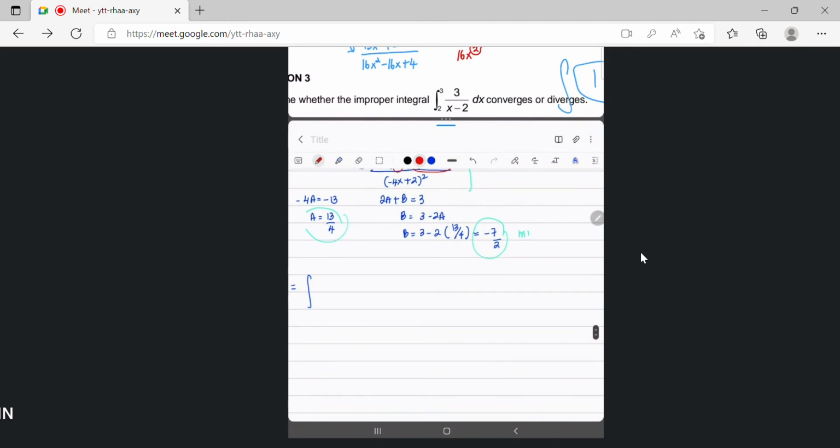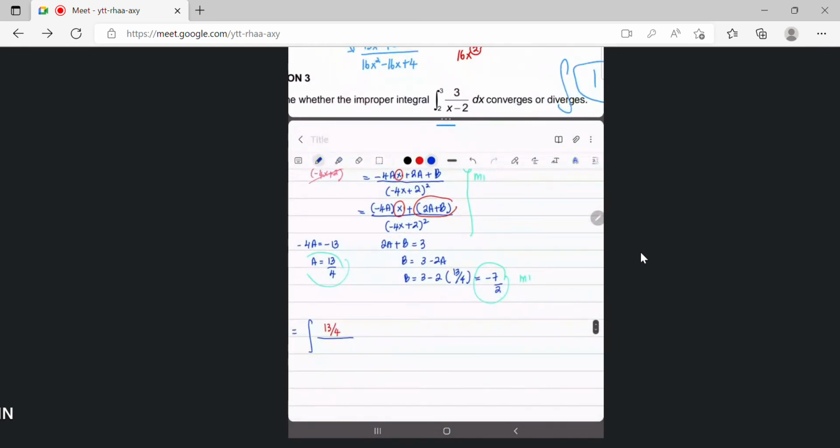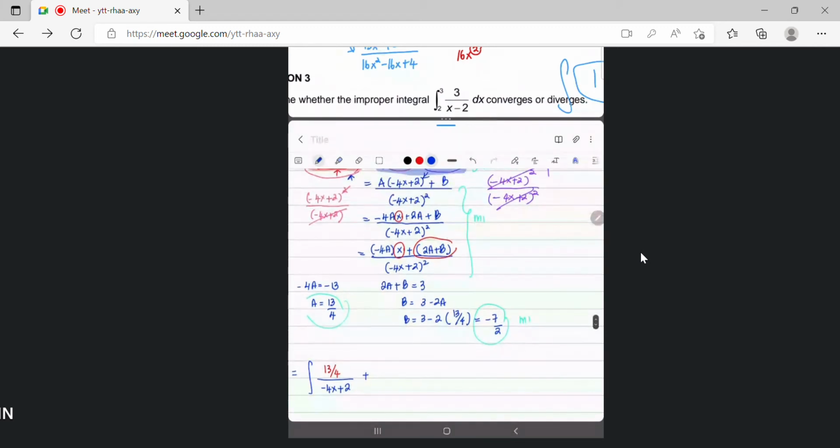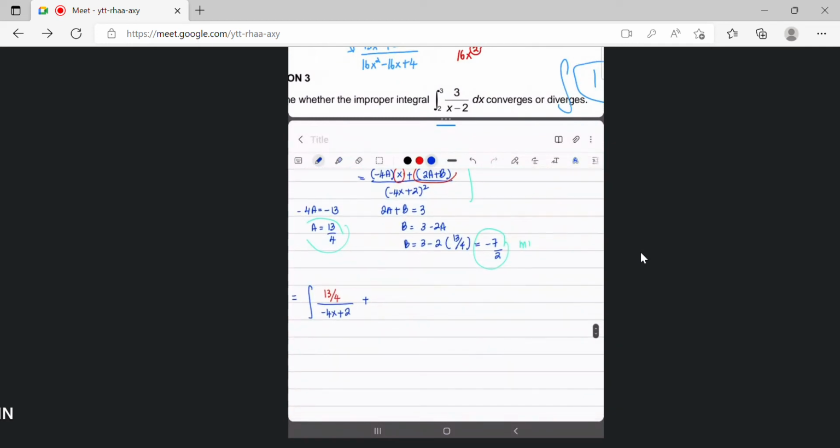So, A kita adalah 13 over 4. Okay, over. Okay, yang bawah dia tu just salin sahaja. Negative 4x plus 2. Okay, plus. Maintainkan dalam bentuk yang standard dulu. Negatif, positif kita just masukkan nanti kemudian. So, B. Negative 7 over 2. Negative 4x plus 2 squared dx.